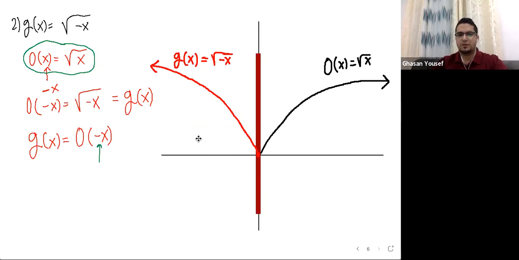Any question for this example? Any questions for this example? Is it clear? Okay, no questions. What about the other student?